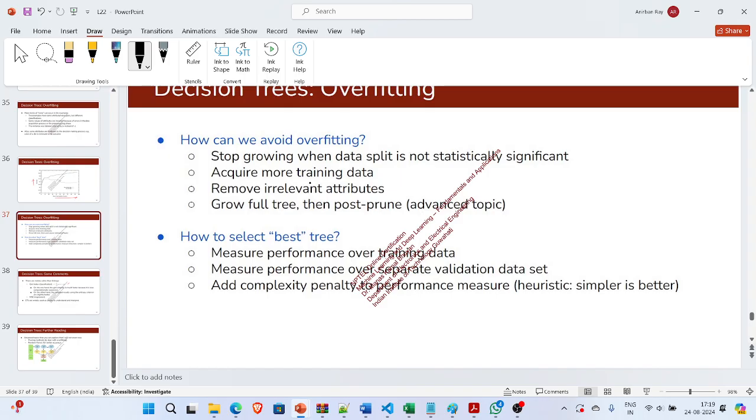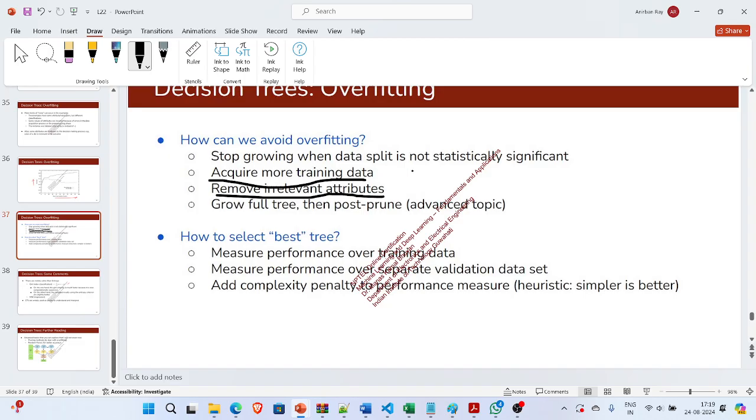So how can you stop overfitting? As long as this tree keeps growing, it can lead to overfitting. A classical solution is having more training data. Removing irrelevant features is also a classical solution. You'll find that in every method.